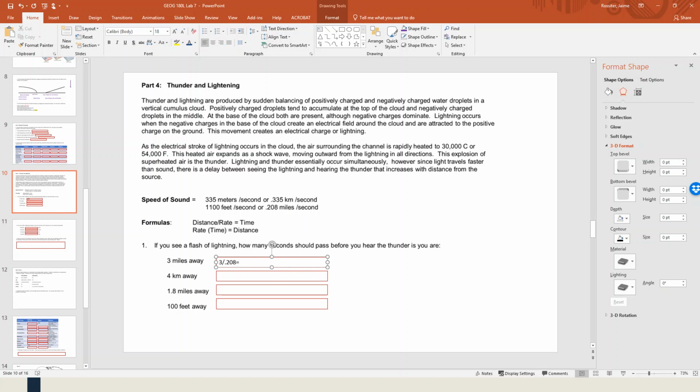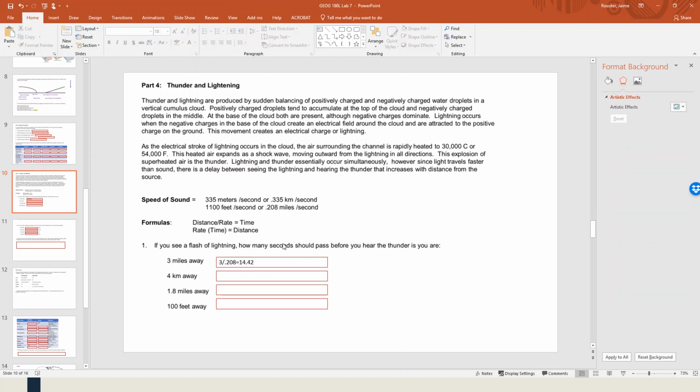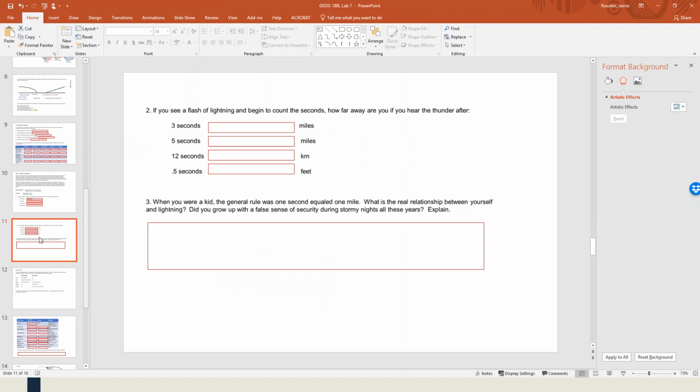And so we would divide that, which I'm going to do on my calculator, which you can't see. 3 divided by 0.208 equals 14.42 approximately. That's how many seconds. It asks you the seconds. In the next one, you have a different formula. It's giving you the time, and it wants to know how far away you are.